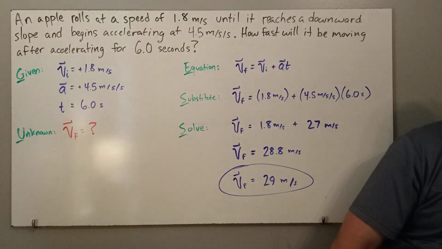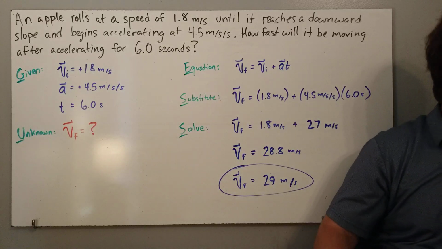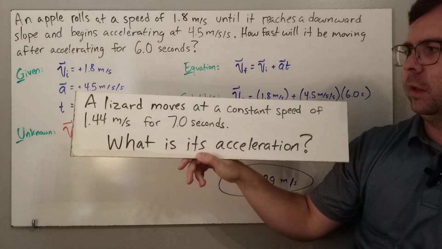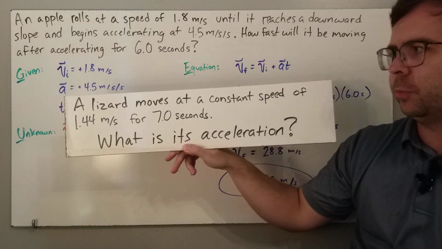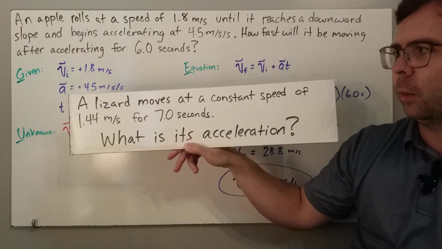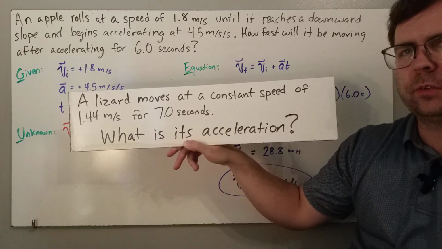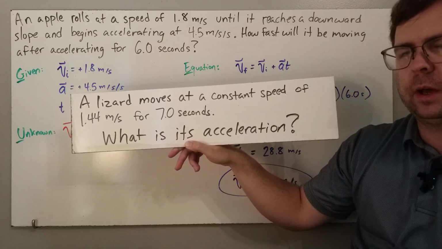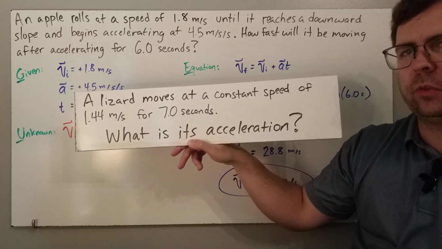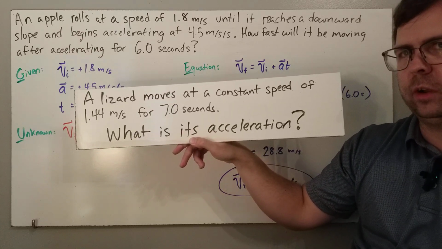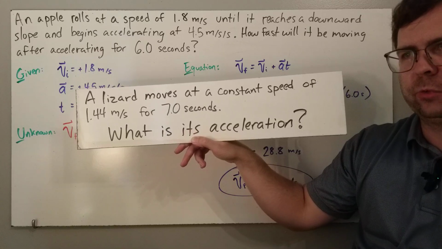I've got one more challenge question for you here. I want you to think about it. A lizard moves at a constant speed of 1.44 meters per second for 7 seconds. What is its acceleration? I would encourage you to pause the video and try to work this out for yourself, so I'll give you a second to do that. If you really want to learn, it helps to think through it yourself first.